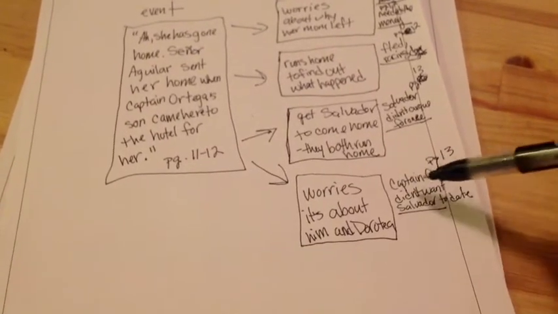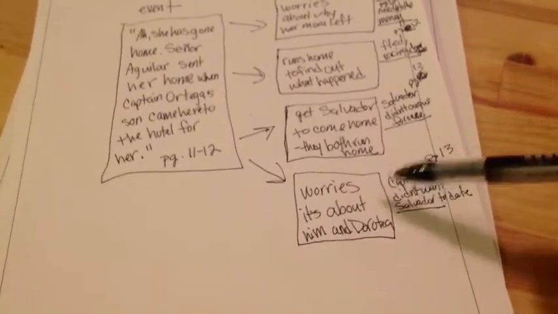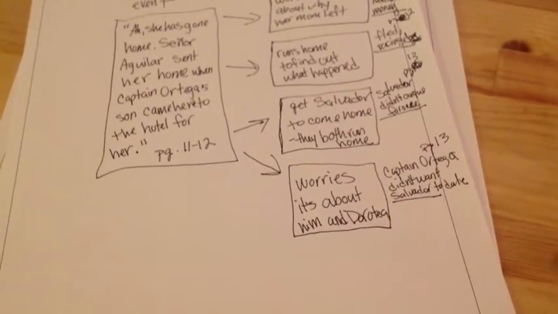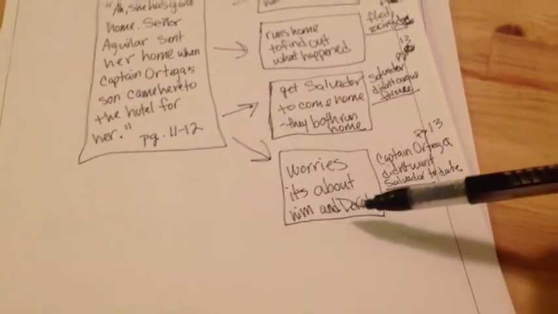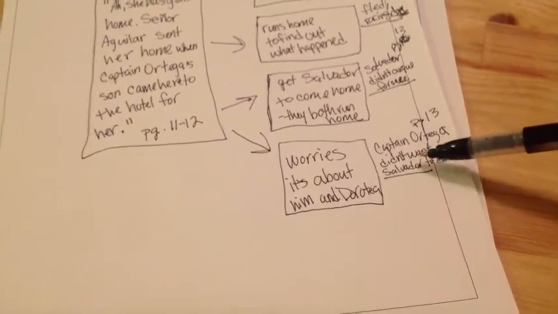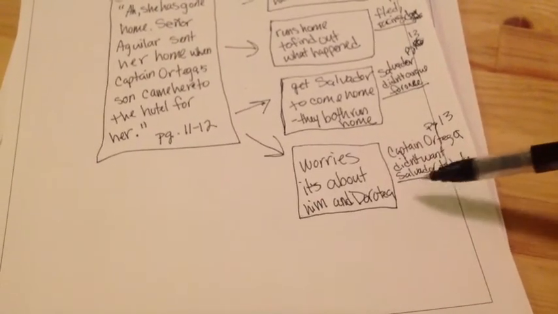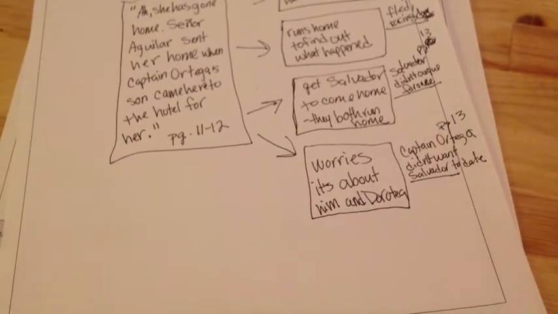The last example, if you need to pause to write this one down, go ahead and do that. And then when you're ready, we can move on to this last example. An example of Salvador worrying that it's about him and Dorotea is when he talks about how Captain Ortega didn't want Salvador to date Dorotea, and that's also on page 13.